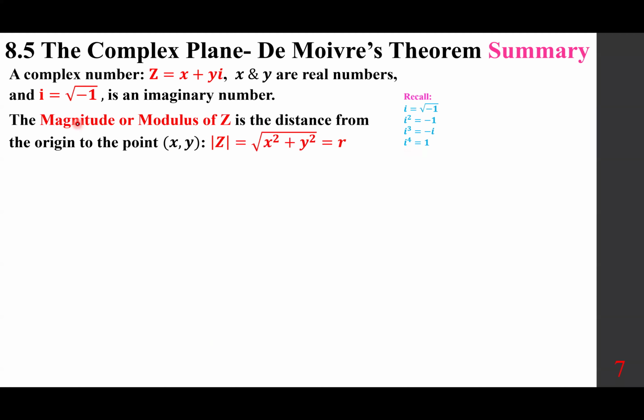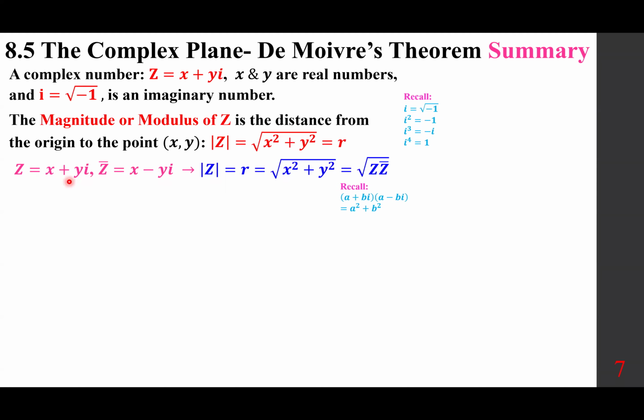The magnitude or modulus of z is the distance from the origin to the point x comma y. We represent it in this format, which looks like an absolute value: the square root of x squared plus y squared, or the distance r. So here's the complex number, z equals x plus yi. Its conjugate, or complex conjugate, is x minus yi. Its modulus or magnitude is r, or the square root of x squared plus y squared. The conjugate is shown as z bar.